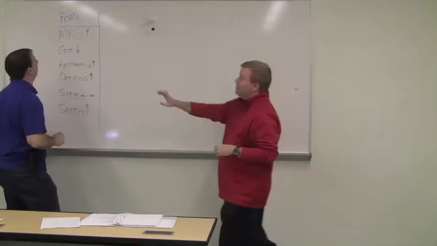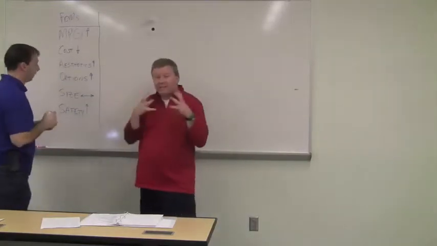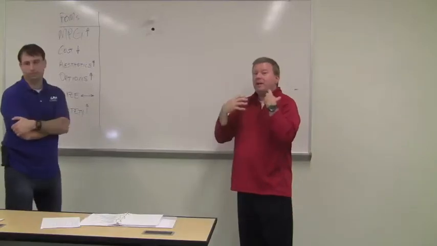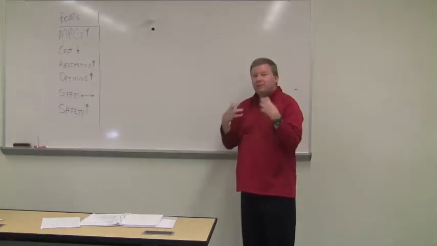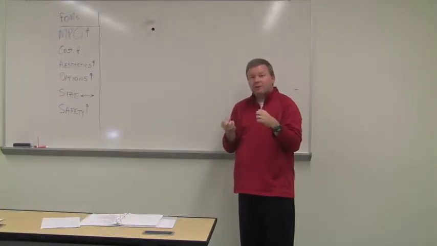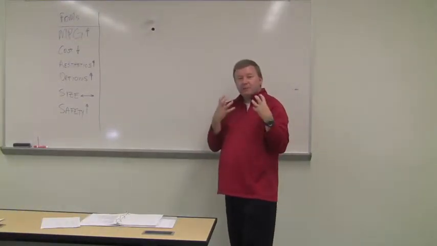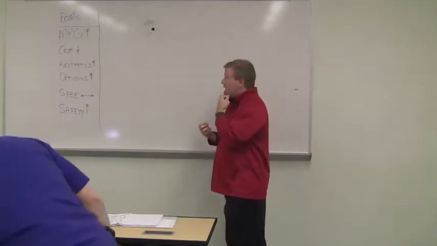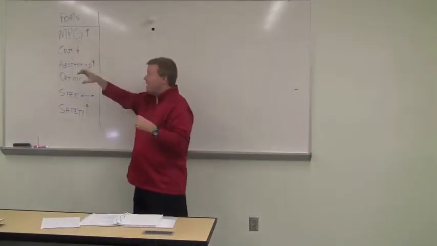Because miles per gallon, that's a number. We see it on the sticker of a car. It tells you how many miles per gallon. It's by a standard test, standard procedure, all that. We call that a quantifiable. It's a quantifiable thing. It's a number that we can get and we can use. Cost is the same thing.